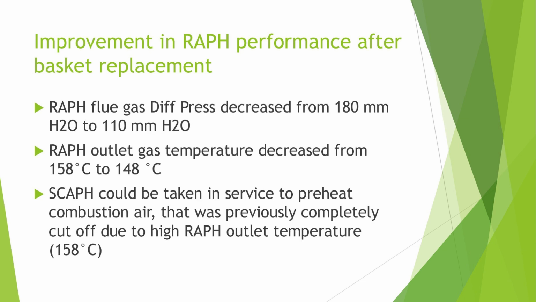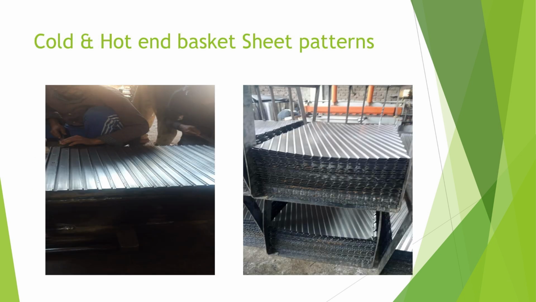APH flue gas differential pressure decreased from 180 mm H2O to 110 mm H2O. APH outlet gas temperature decreased from 158 degrees Celsius to 148 degrees Celsius. SCAPH could be taken in service to preheat combustion air, which was previously completely cut off due to high APH outlet temperature of 158 degrees Celsius. Cold and hot end basket sheet patterns.